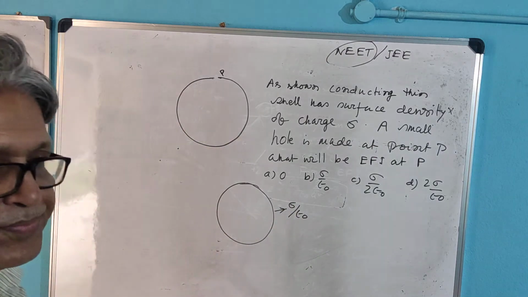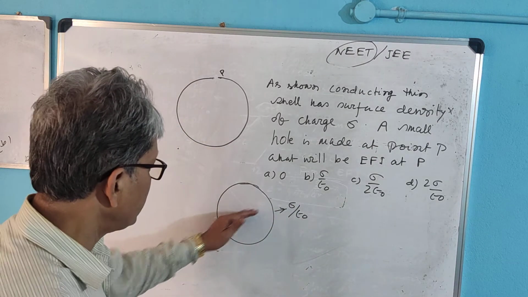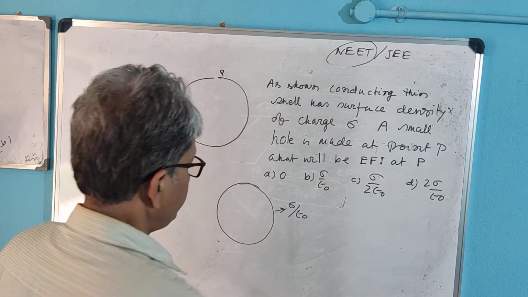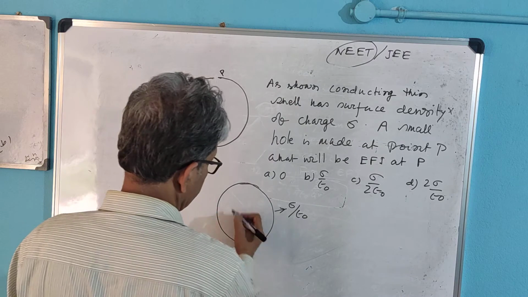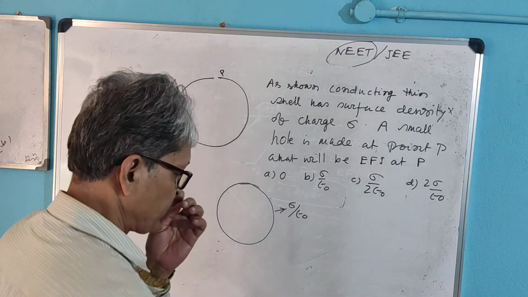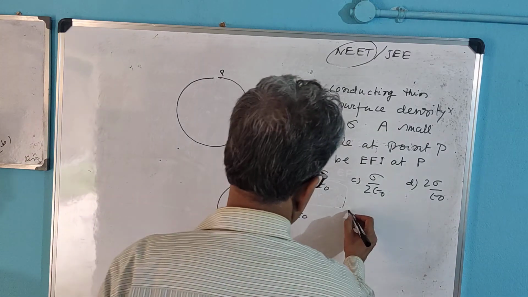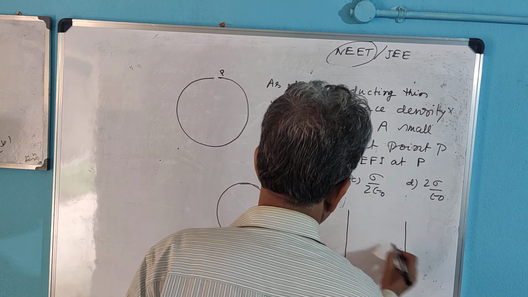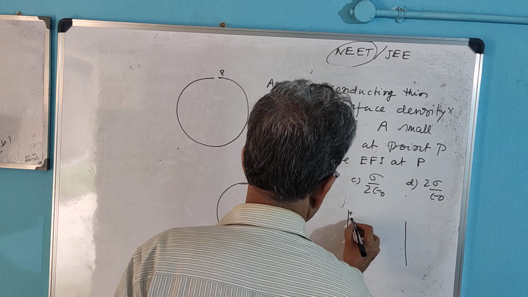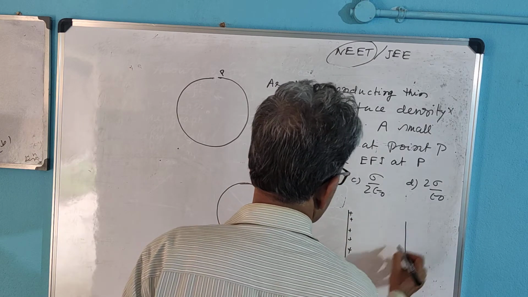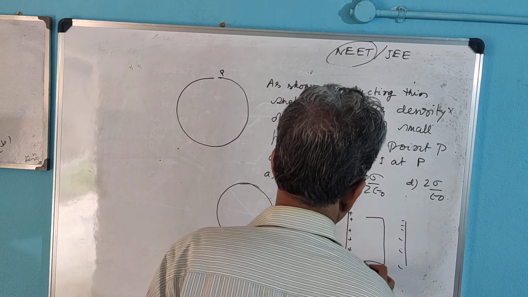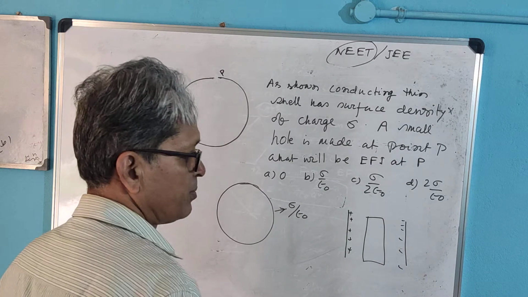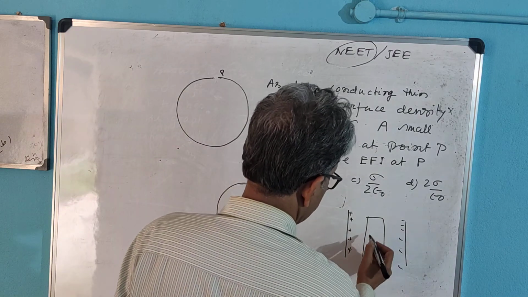We know it because inside there will be no flux. Let me tell you a problem. Suppose this is positively charged, this is negatively charged, and I have placed a metallic slab here.